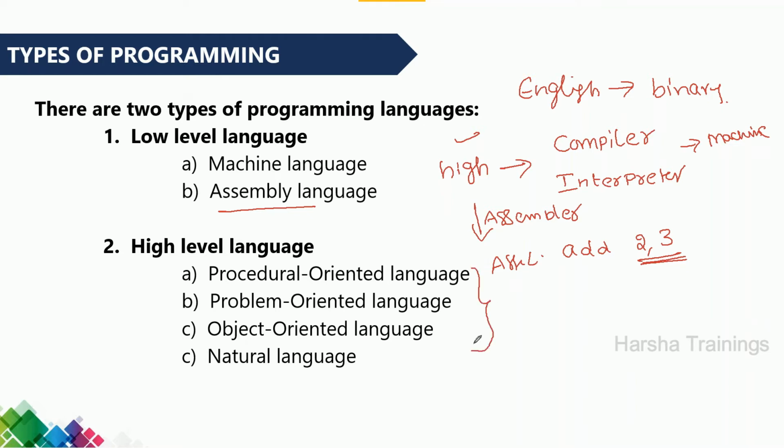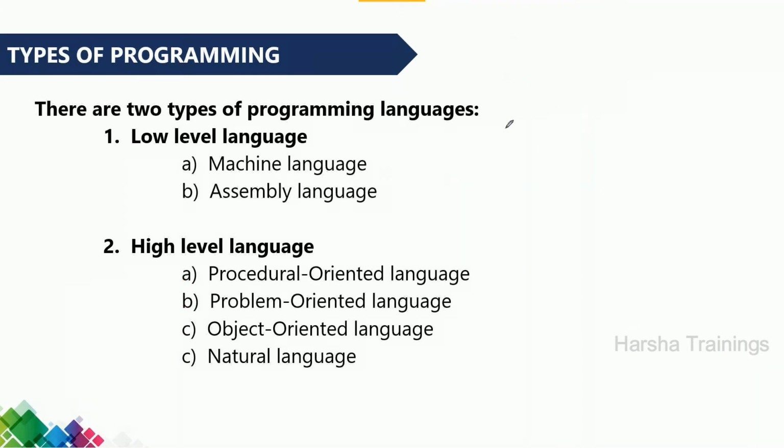These are the different high level languages: procedure oriented, problem oriented, object oriented, natural language. We require procedure oriented and object oriented.